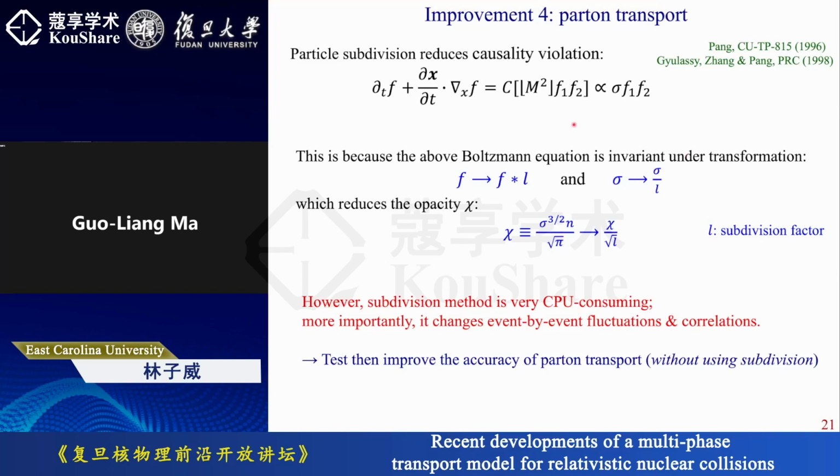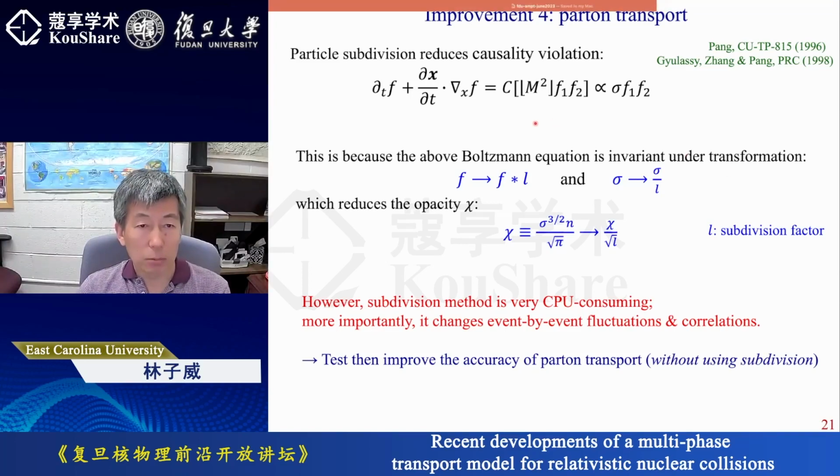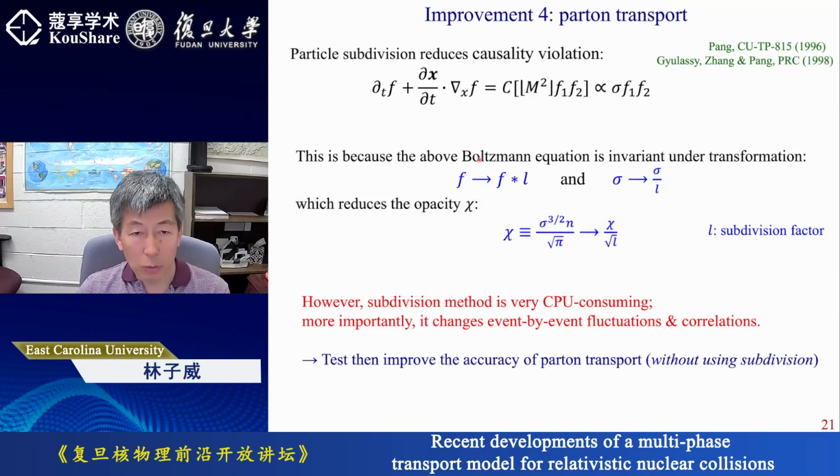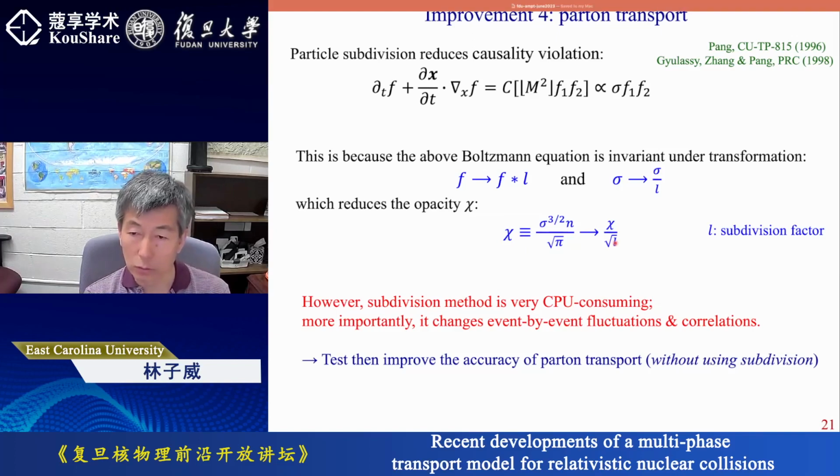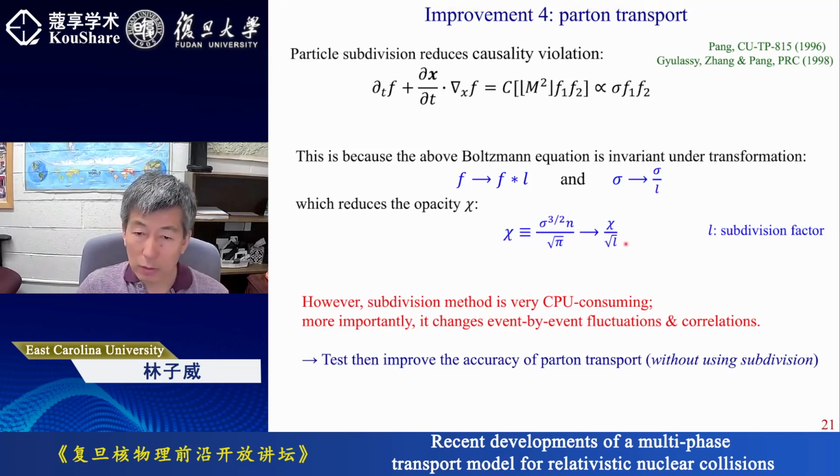Okay, no problem. So again, the way the subdivision method works is because the Boltzmann equation shown here is invariant if you do two transformations. First, you multiply the distribution function by a large factor L, and then you decrease the parton cross-section by the same factor. Because the Boltzmann equation is invariant, we are solving the same equation and we should get the same solution. However, if you look at the opacity parameter chi, you will realize that the opacity parameter is decreased by the root of L. Therefore, the opacity is reduced. So if we use a large enough L, this subdivision factor, then we can reduce the opacity to a very small value where the cascade method works.